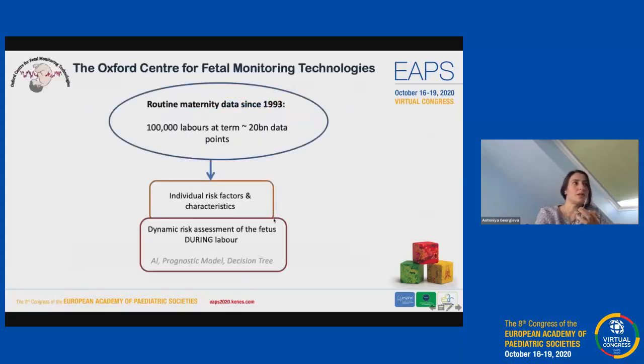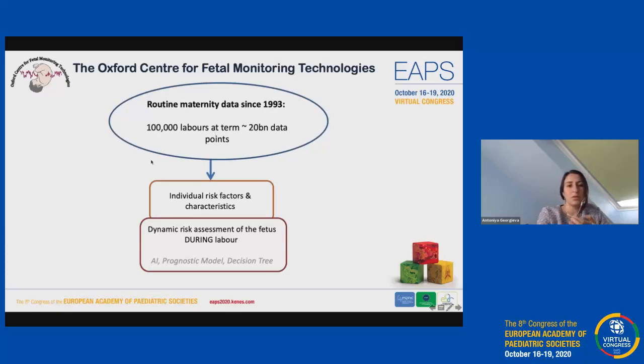So at the Oxford Centre for Fetal Monitoring Technologies, we have routinely collected maternity data since 1993, and that includes early neonatal data as well. We are focused on monitoring babies during labor, and at the moment we have over 100,000 labors monitored at term, which results in about 20 billion data points of fetal heart rate. I'll show you what our data looks like.